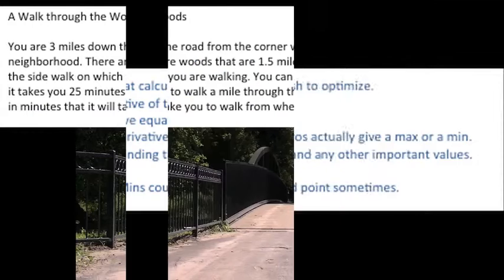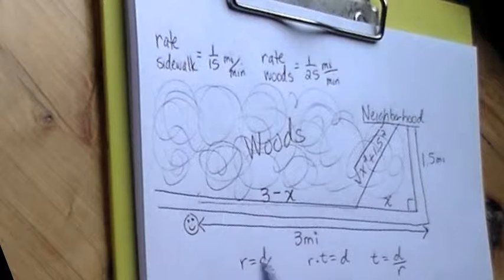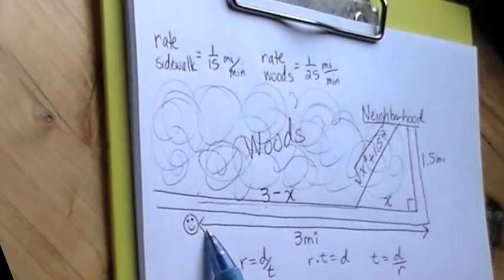maximum or a minimum. In this case, we are trying to get to our neighborhood, and we would like to get there in the shortest amount of time. So we're trying to minimize time. That would be our optimum. Here I am 3 miles down the road from where the neighborhood is.